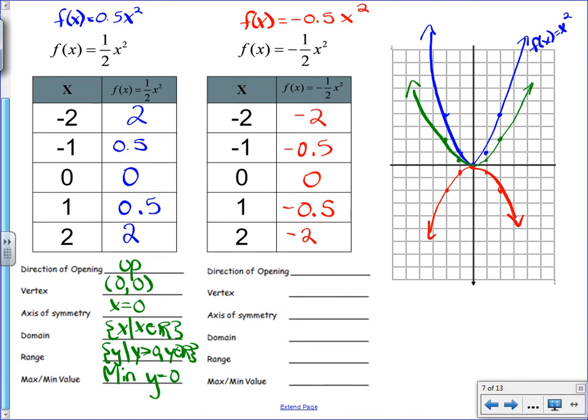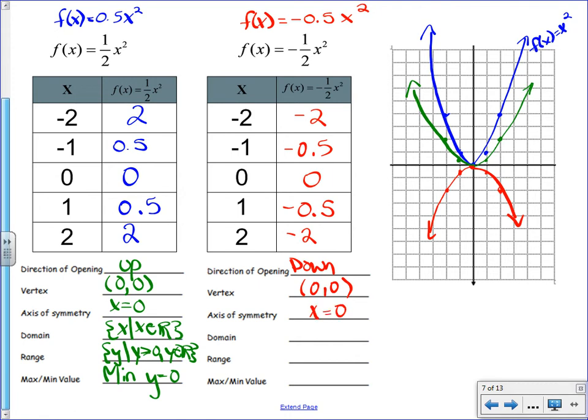Okay, so what's my direction of opening, Laura? Good. My vertex. Jericho? 0, 0. Axis of symmetry, Zach? Good.